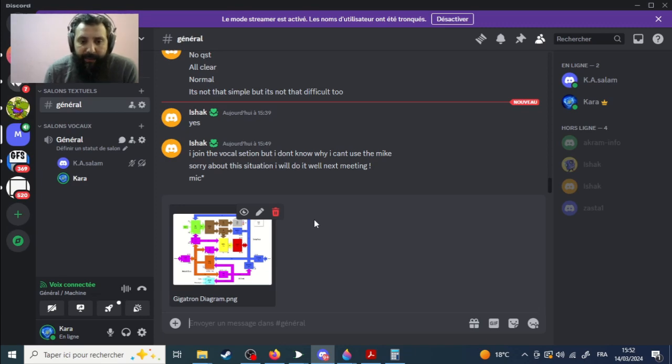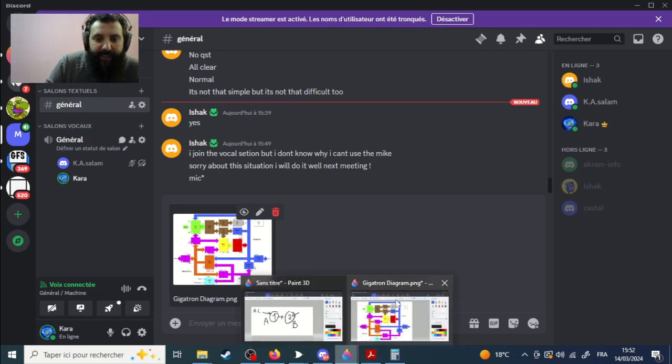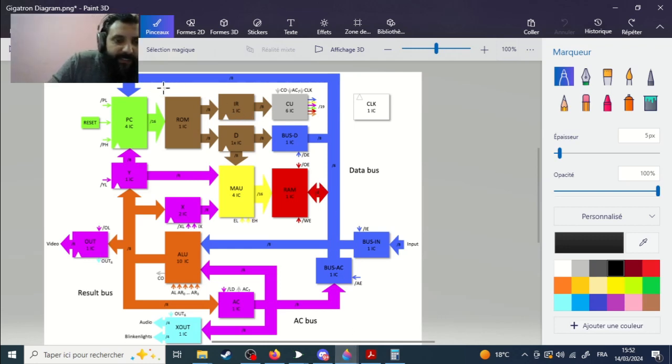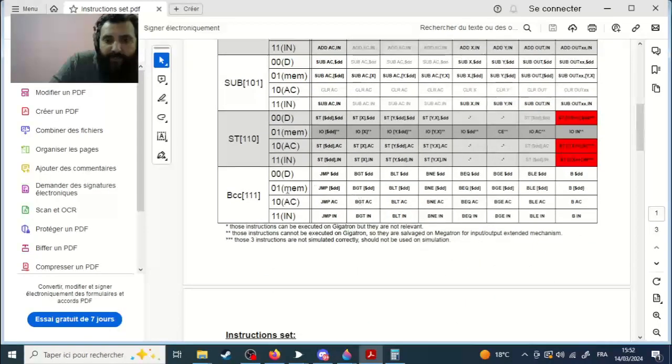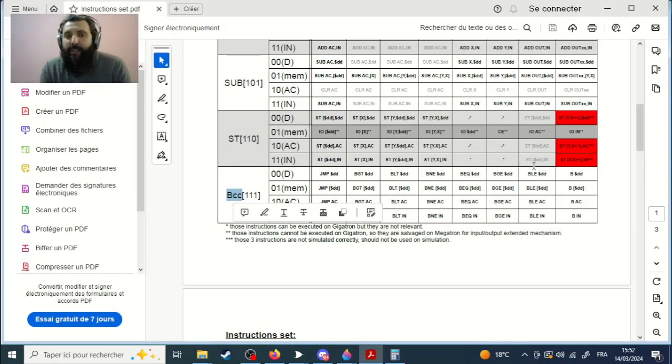Okay, anyway, I have to give the answer. We don't have time. The answer is the jump instruction. If we see the list of our instructions, this BCC. BCC are the jump instructions or branch instructions, the instructions where you jump. When you jump, you have to change the address of the next instruction. To change the address of the next instruction, you have to change what? The PC. You have to change the PC.